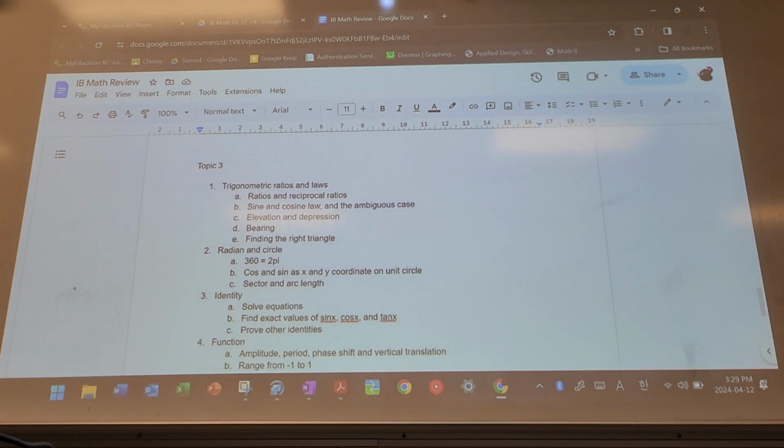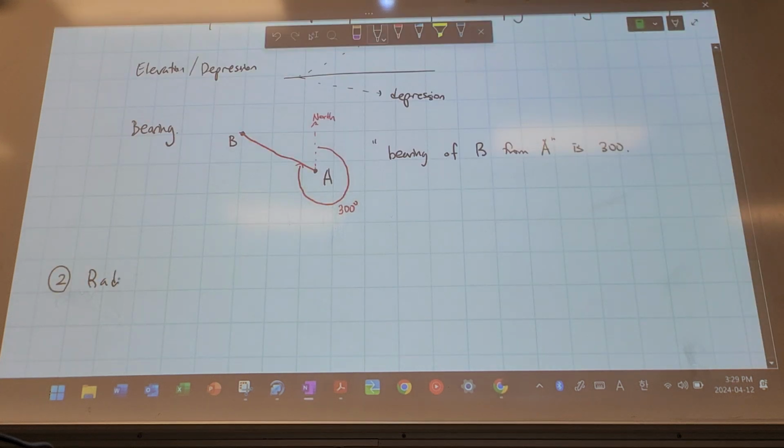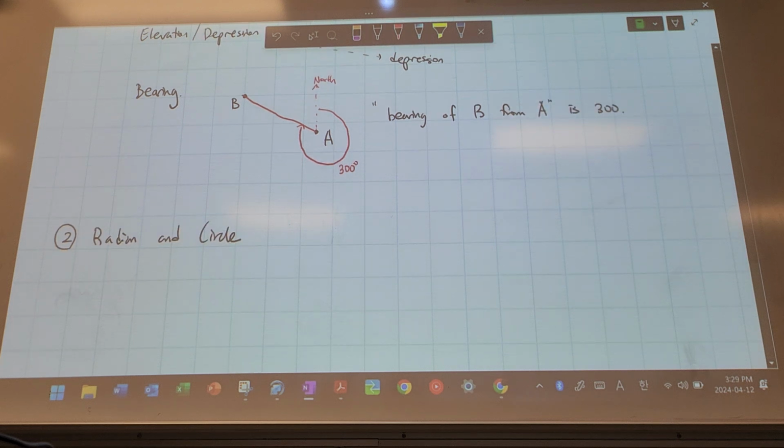Now we have the radian and circle. Once again, the radian is an SI unit of angle. So by default, angle is measured in radians. Unless a question already tells you that the angle is 40 degrees, you always have to give the angle in radians, right? What is the definition of radians?